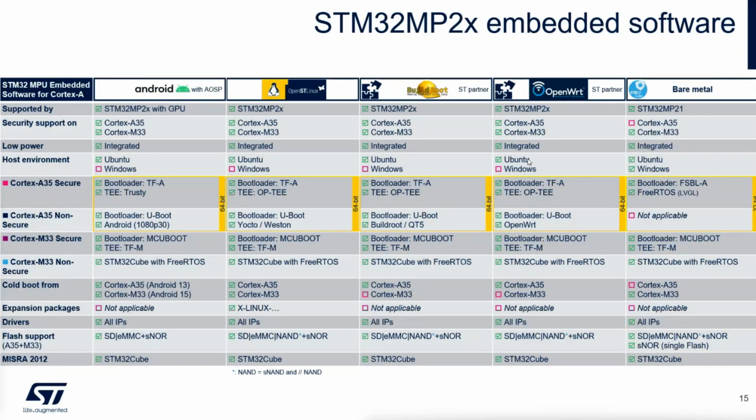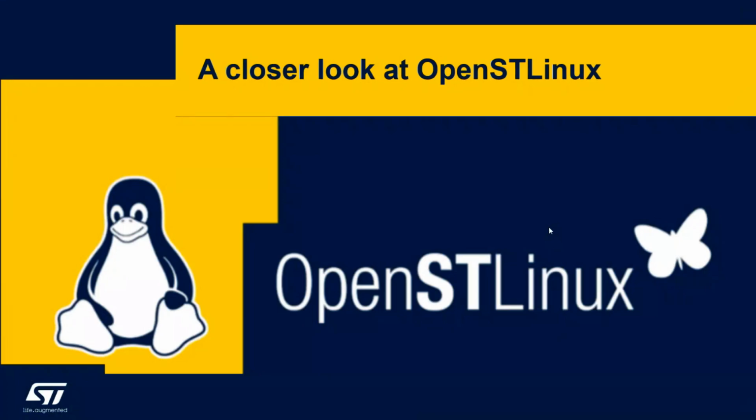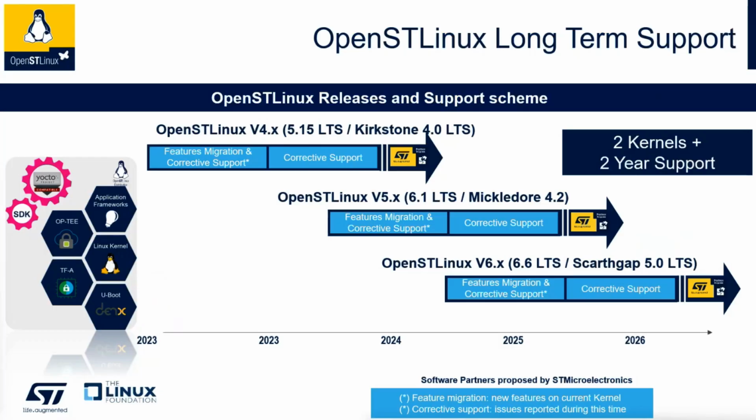Here we made a collection, it's just a summary, about the embedded software possibilities. So we have Android, OpenST Linux with Yocto, OpenST Linux with Buildroot, OpenWRT, and bare metal. What we call bare metal is just running the Cortex M33 with the Cube. I let the floor now to... yes, just, yeah. We have this also.